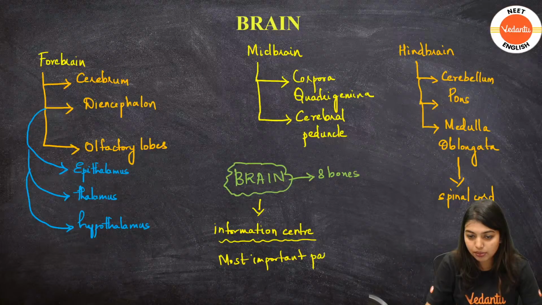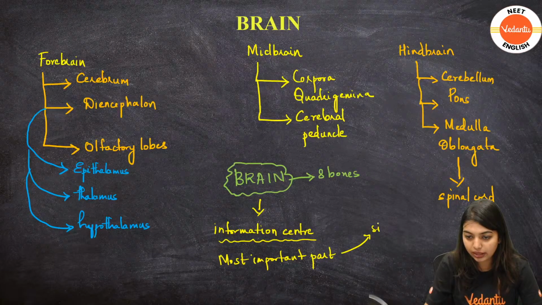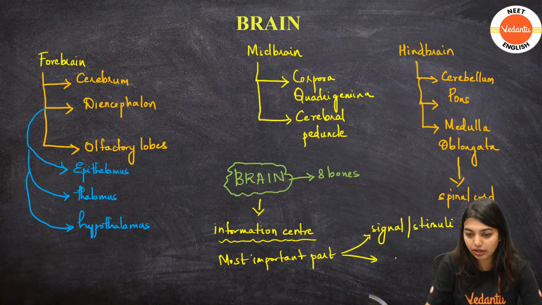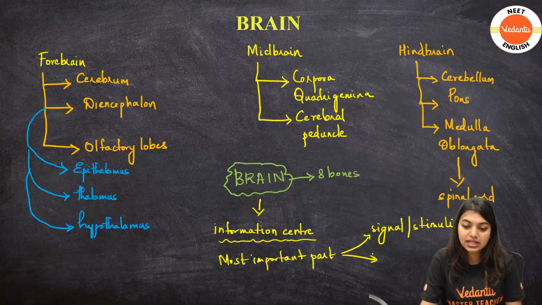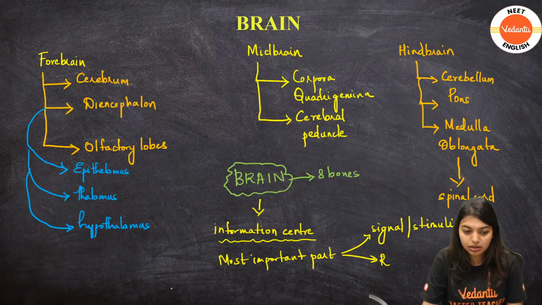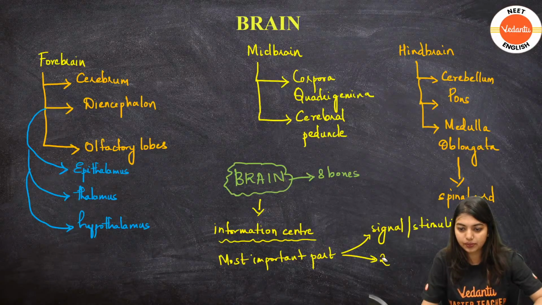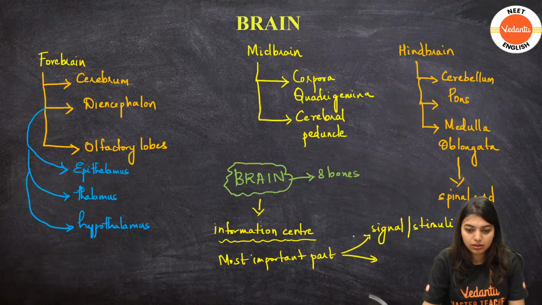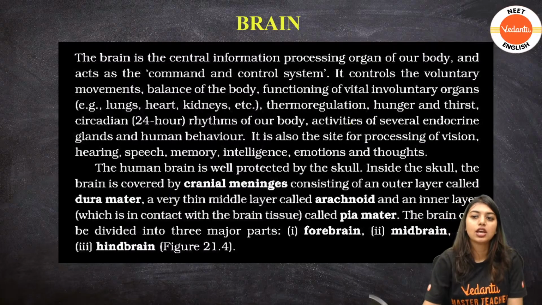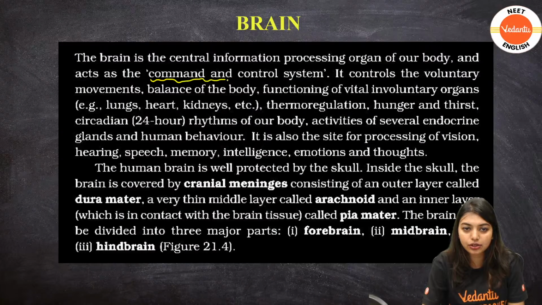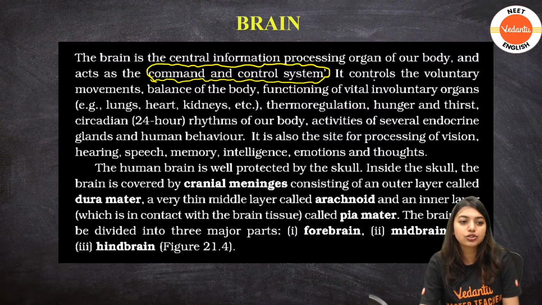Why is it the most important part? Because all the signals go to the brain, right? All the signals or your stimuli go to the brain, and then it will send to your effector, or it will send the information back. That means what should be done during this situation, right? Okay, let's write. Now students, look here. So it acts as a command and control system. Very, very important. Brain is the one that does the command and control system. It controls the voluntary movements.